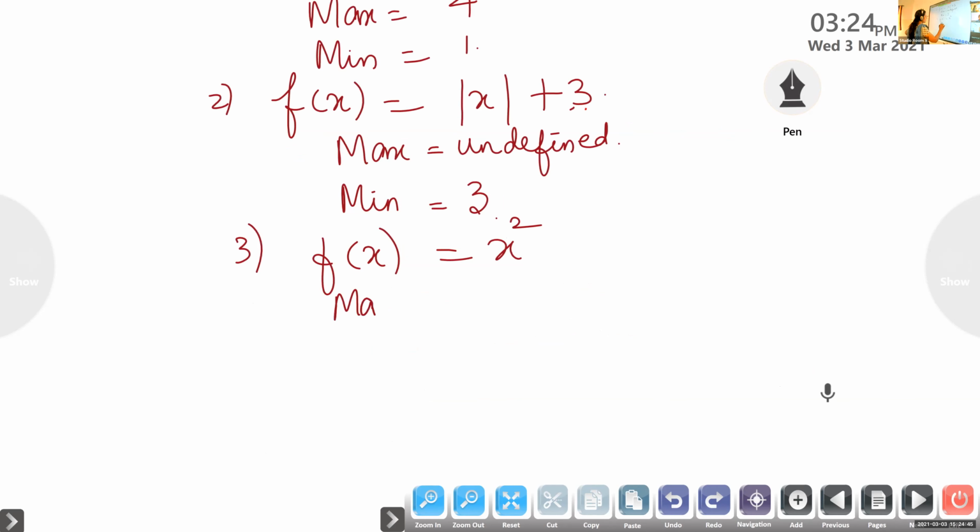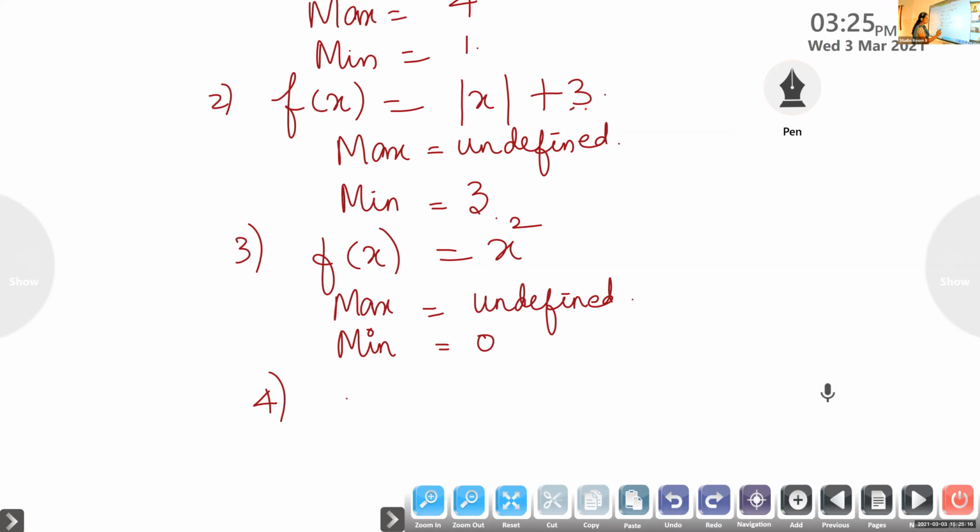Maximum, when you square it, it will become positive. When you put bigger and bigger numbers, it will keep increasing. So maximum is undefined. And what is the minimum value, Karthik? 0. If I put a negative value, it will get squared, and when you square it, it will become positive. So the possible minimum value is 0.